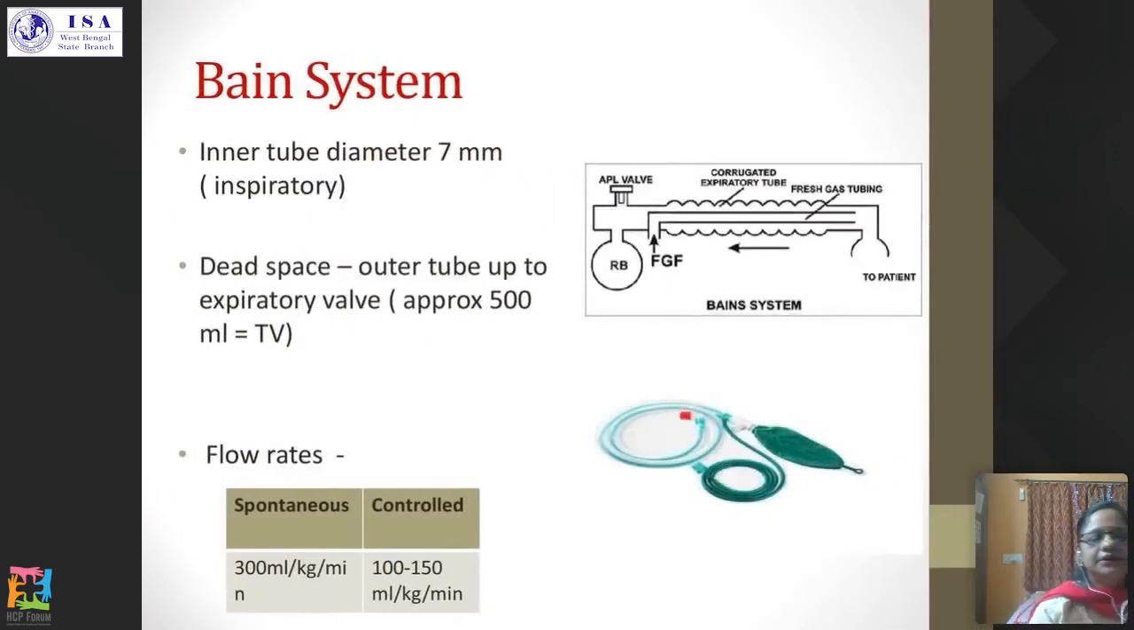The dead space is the outer tube up to the expiratory valve, approximately 500 ml, that is the tidal volume. Now the flow rate: the fresh gas flow is coming here. This is the fresh gas flow inlet. It is going towards the patient, and through the outer tube, through this valve, the expiratory gas is going out.